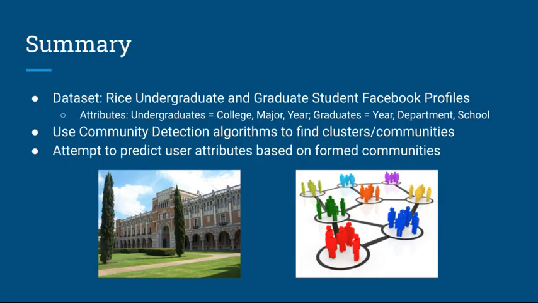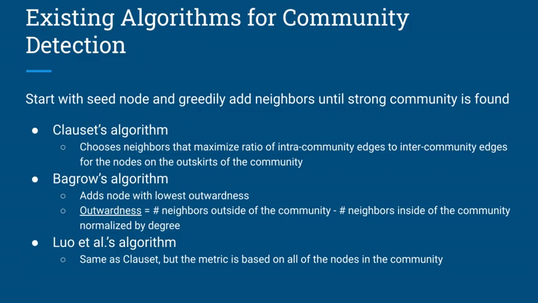So this is a summary of the paper that we went over. It goes over a data set of Rice undergraduate and graduate student profile pictures, and it uses attributes such as college, major, year, department, and school. It will then use a community detection algorithm in order to find these clusters, and then from there, it will use these formed communities in order to predict the user attributes specified before. And now we'll talk a little bit more about the actual detection algorithms.